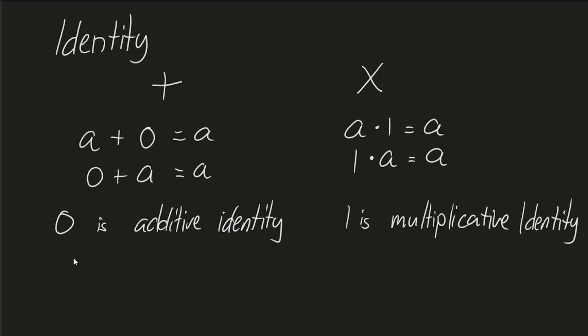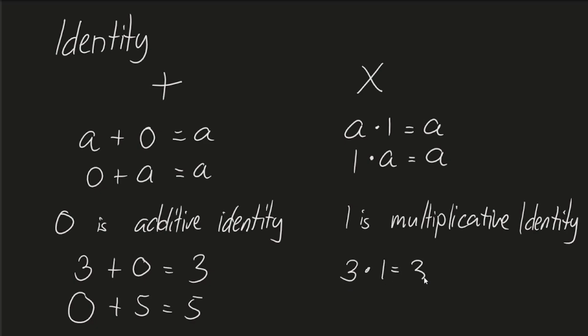Let's end it off with an example. 3 plus the additive identity would give you 3. The additive identity plus 5 will also give you 5. For multiplication, 3 times the multiplicative identity would give you 3, and the multiplicative identity times 5 will also give you that number. That's it.